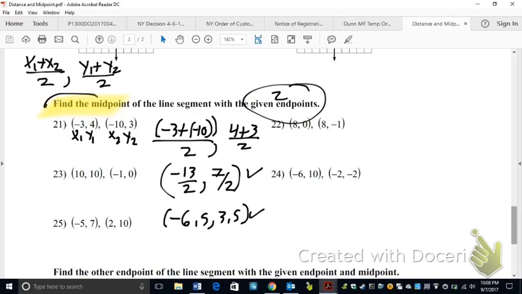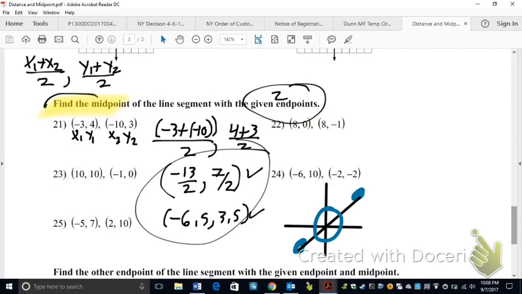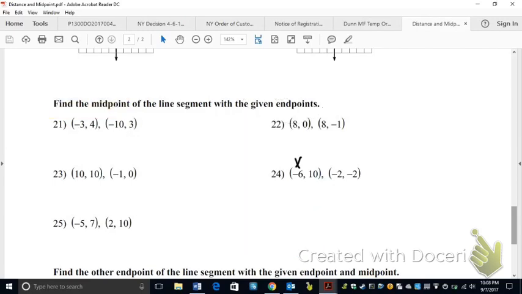So, again, when you're doing these, numbers 21 through 25, where you have the two endpoints and are asking for the midpoint, this is the equation that you do. So what that would look like graphically, here's your little graph. You're given an endpoint here, an endpoint there, and you're being asked to find the midpoint. Okay? So we'll do another one of those.